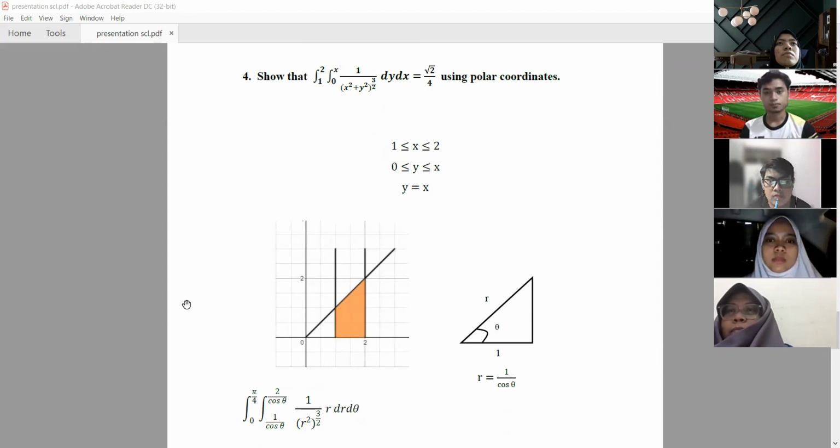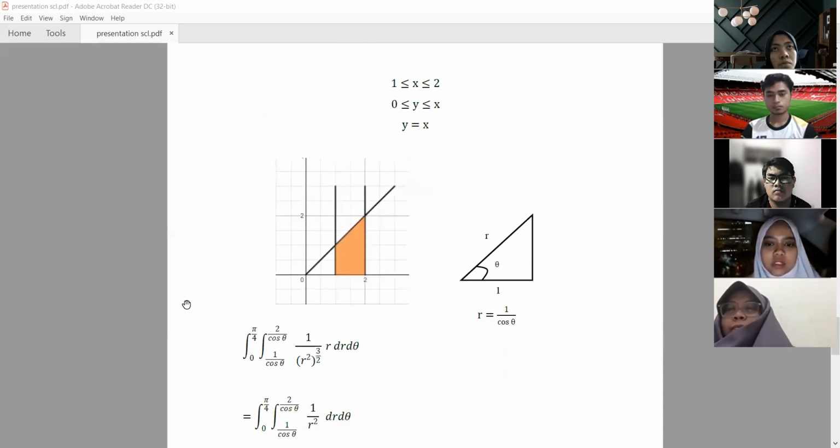Lastly, we choose question number 4. From the question, we are given a region from x equals 1 to x equals 2, so x varies between 1 and 2. And y varies from 0 to a function of x. The region that we are after is in between these 3 lines, the shaded region. Inside the region, the smallest value of theta is 0, and theta runs all the way up until it reaches the maximum, which is pi over 4. So we have theta running from 0 to pi over 4.